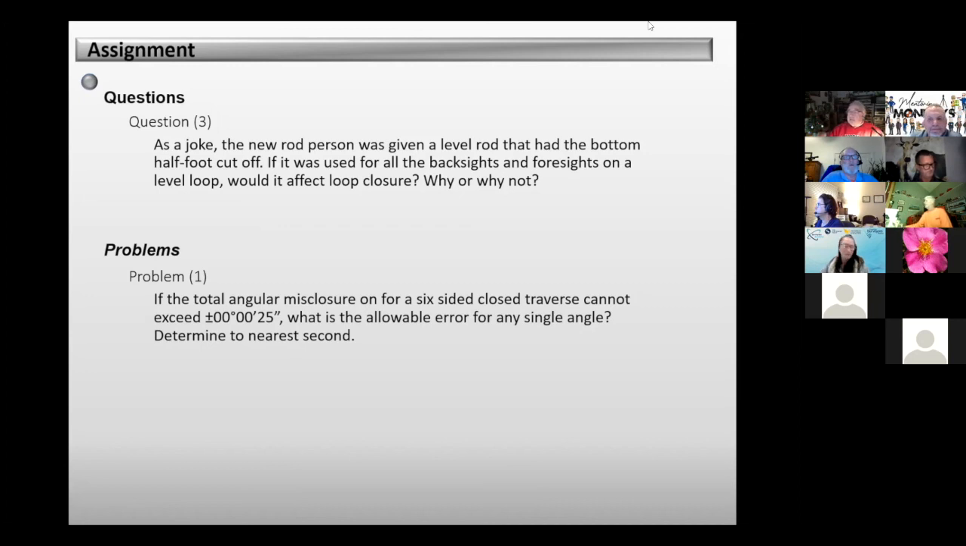Because if it's got a 1 foot cutoff, that means your rod readings are all going to be 1 foot too high, right? So if it's 1 foot too high on the back side, 1 foot too high on the foresight, what happens to that 1 foot error? It's added in one case, subtracted in the other, and it goes away. So that won't affect the level misclosure. Even though the bottom foot of that rod is missing, it won't affect the level misclosure.